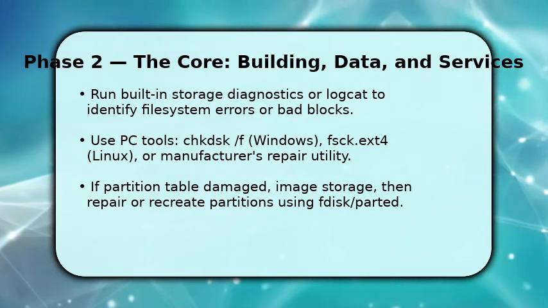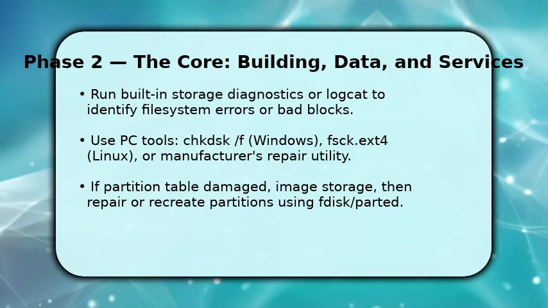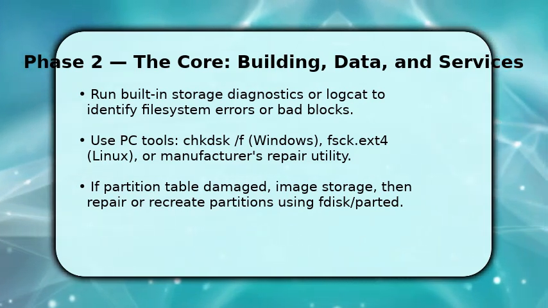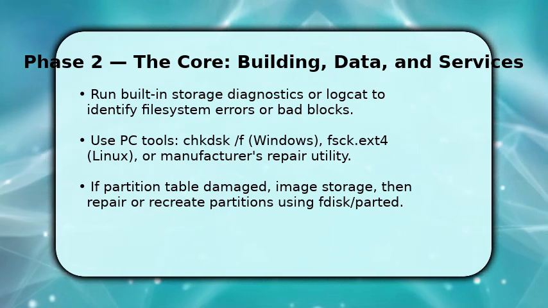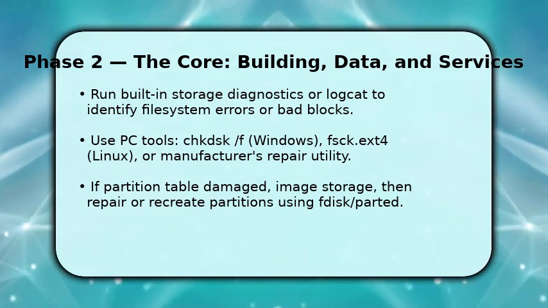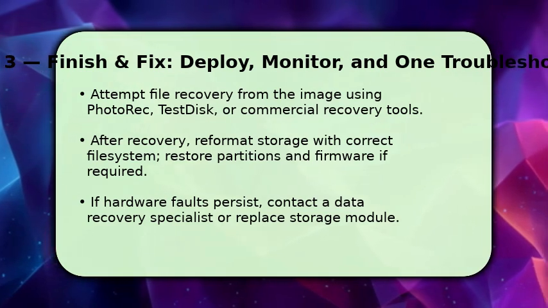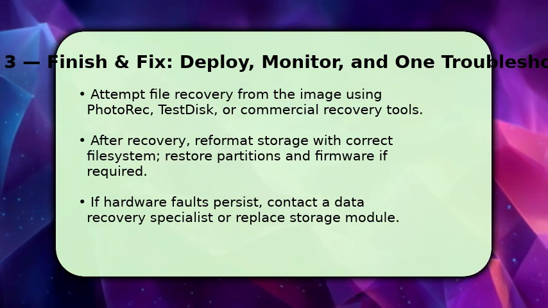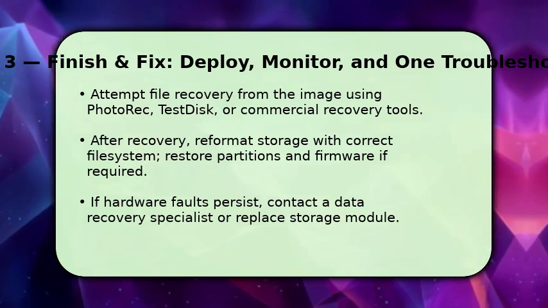If the partition table is damaged, first image the raw storage, then safely recreate or repair partitions with fdisk or parted to restore access. You finish by recovering data from the disk image using tools like PhotoRec or TestDisk. These carve files when the file system is beyond repair, so work from the image to avoid further damage.